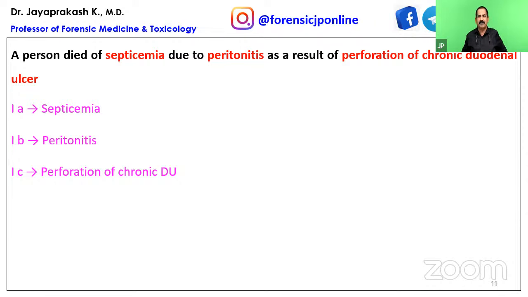Dr. Sunita Roy is telling that acute peritonitis is the 1D. No, not you. I'm telling, I'm sorry. Why did perforation of chronic duodenal ulcer take place? Because of chronic duodenal ulcer. Yes, sir. First chronic duodenal ulcer, then perforation, then peritonitis, then septicemia. Finished. Very simple.